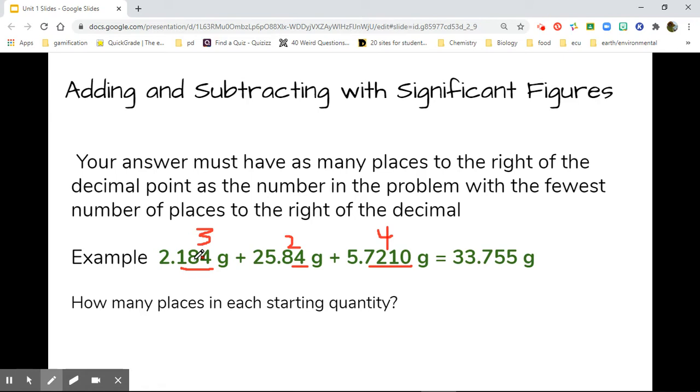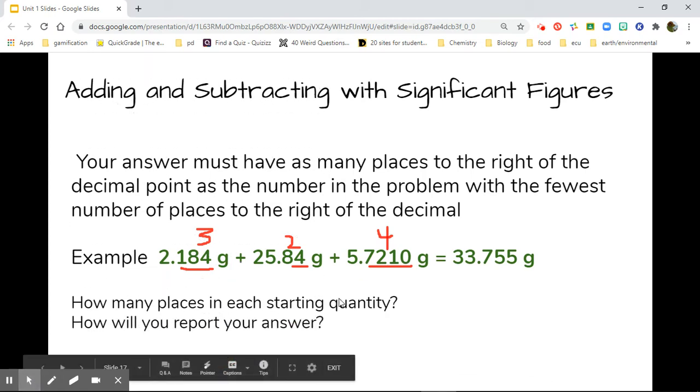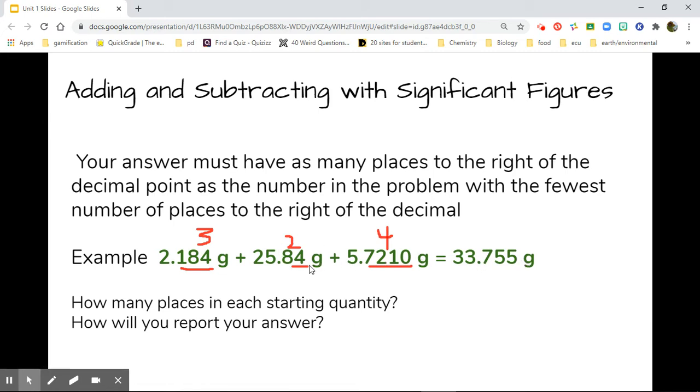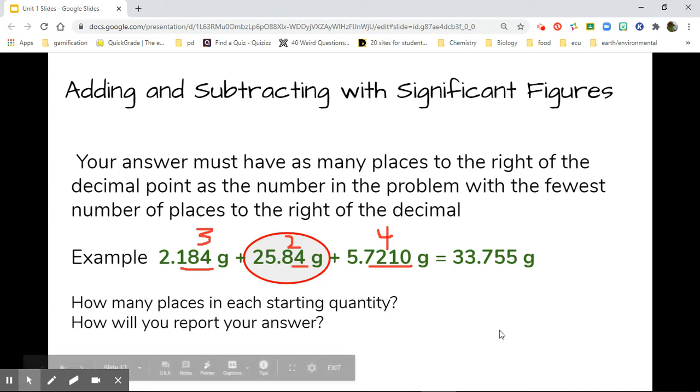So when we think next about our answer, we need to make sure that it is going to have the same number of places past the decimal as our smallest, not the smallest number, which is this number, but the one with the least amount of numbers past the decimal point, which happens to be this 25.84. There are only 2 numbers past the decimal point. So when we record our answer, it can only have 2 numbers past the decimal point. It can only be as accurate as our least accurate number.